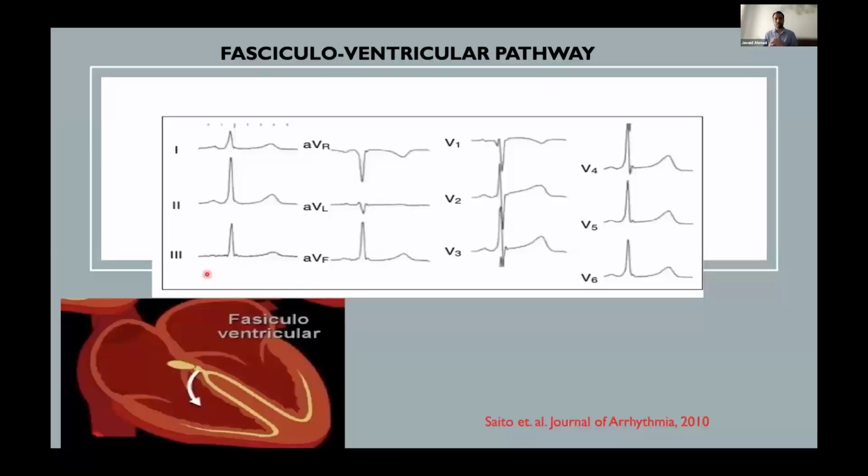Before going further into this topic, I just want to highlight this kind of ECG. Sometimes we get this kind of ECG where we know there is pre-excitation, but it is very minimal, but we know it's pre-excitation. So we should always keep in mind that fasciculoventricular pathway type of pre-excitation is something we should think about.